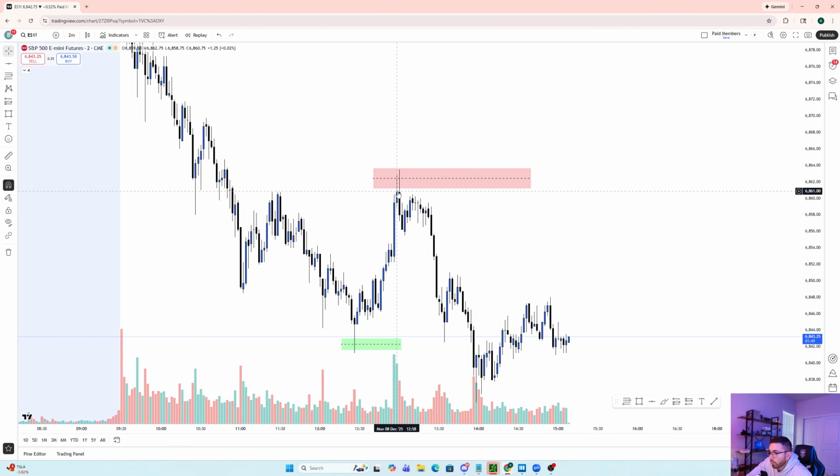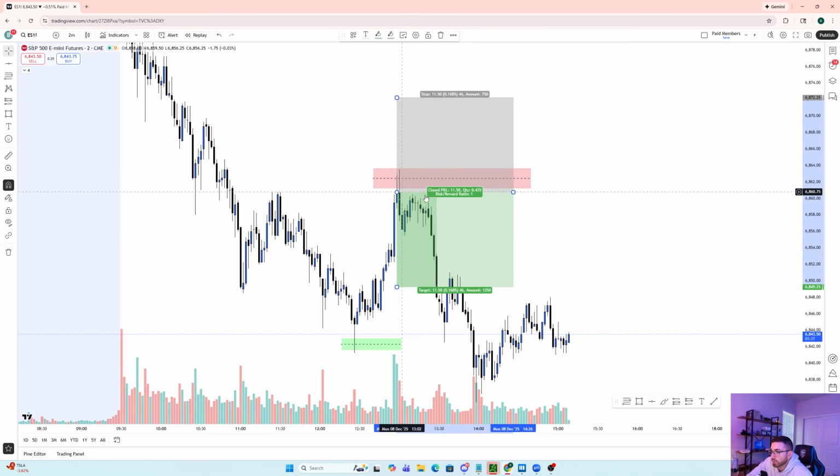So again, we have a lot of volume. We have this long upper wick at our key level. It's very clear that sellers are present. So again, at the close of that candle, that is when you would be looking to go short. Stop is above the confirmation candle.